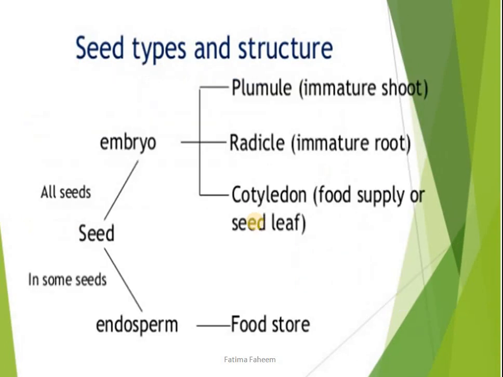Here in the diagram, I have tried to show you that all the seeds will consist of embryo. This embryo consists of plumule, which is a growing shoot. Radicle is a growing root. Cotyledon would supply food for the seed leaves. All the seeds will contain embryo, while endosperm will be present only in endospermic seeds, which will store food. It will be absent in non-endospermic seeds, where we will find cotyledons, not the endosperm.